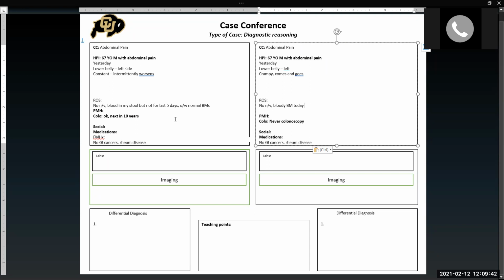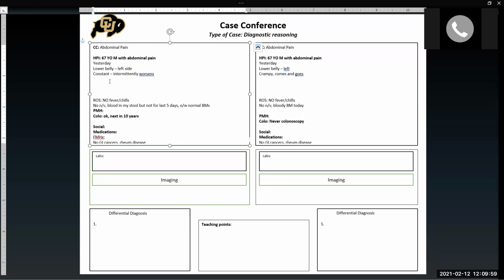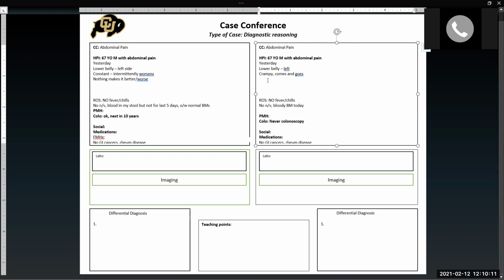Fevers, chills for either of these guys? Yeah, great. No fevers, chills for either. Any alleviating or exacerbating maneuvers or things? So the first patient says they haven't really noticed anything that makes it better or worse. The second patient says, well, I just stopped eating, and that has at least made the pain stop getting worse.